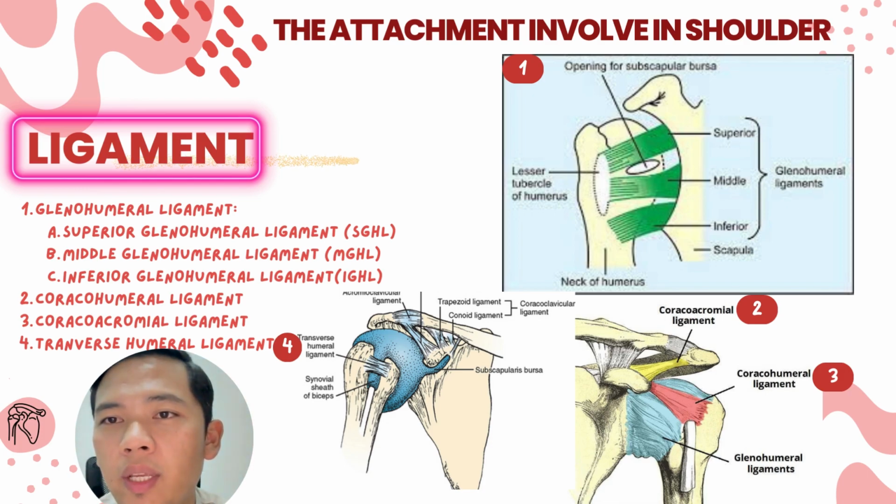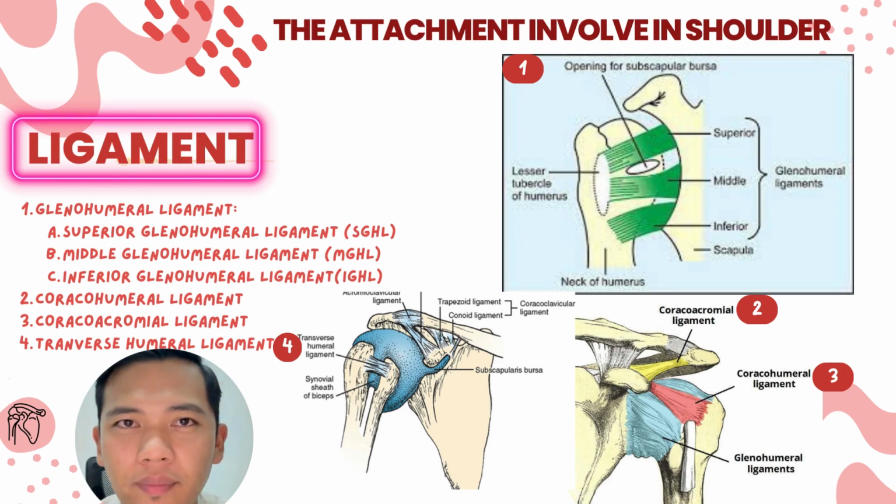So next, number three is the coracoacromial ligament. The coracoacromial ligament spans from the coracoid process to the acromion process of the scapula. This ligament forms the coracoacromial arch, which acts as a protective roof over the head of the humerus and prevents superior dislocation.